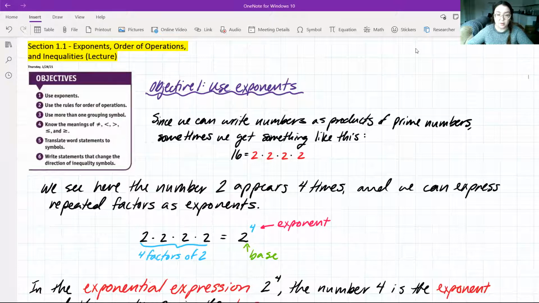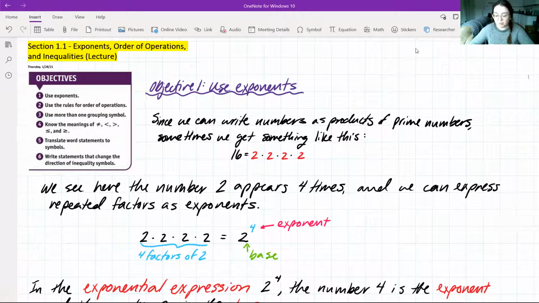Number four, know the meanings of not equal to, less than, greater than, less than or equal to, and greater than or equal to. Number five, translate word statements to symbols. And number six, write statements that change the direction of inequality symbols. So beginning with objective one, use exponents.